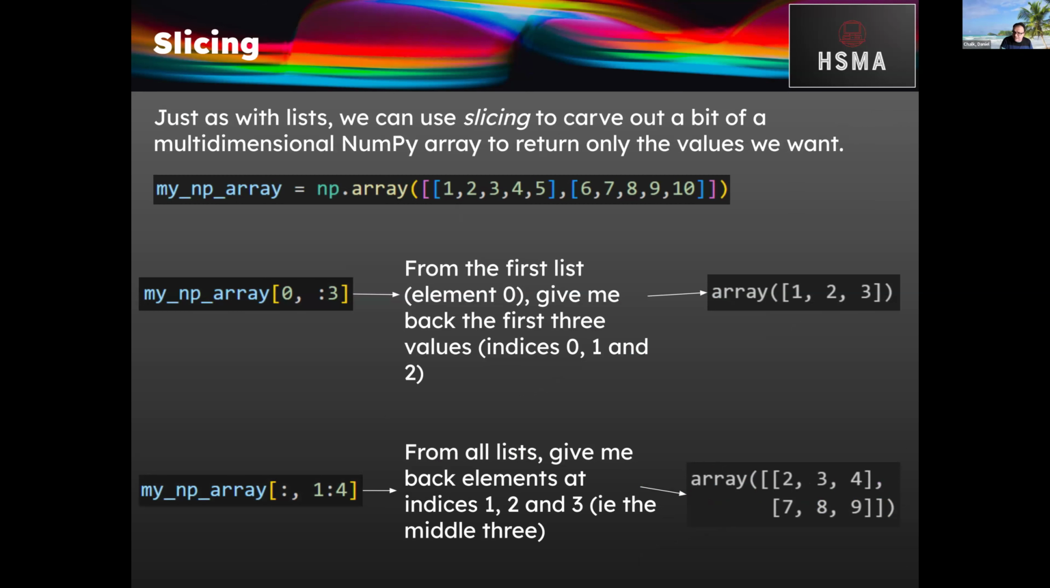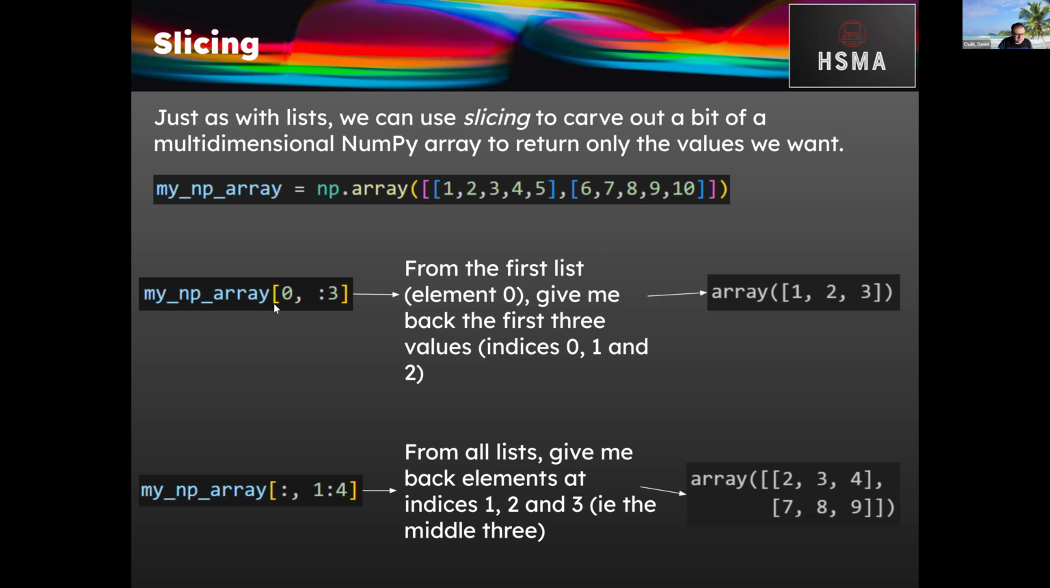So just like with lists as well, we can use slicing. We looked last week at how we can slice lists to carve out a bit of a list in order to only return particular values from that list that we want. We can do exactly the same with a NumPy array. So imagine this is my NumPy array. It's a simple 2-dimensional array here. I've got basically two groups of numbers. So we can slice it.